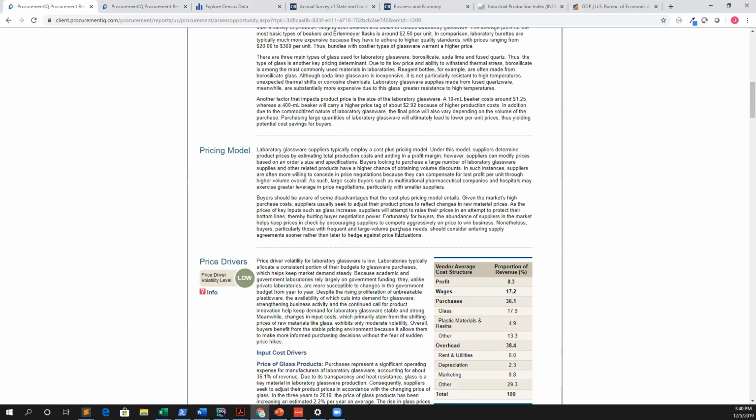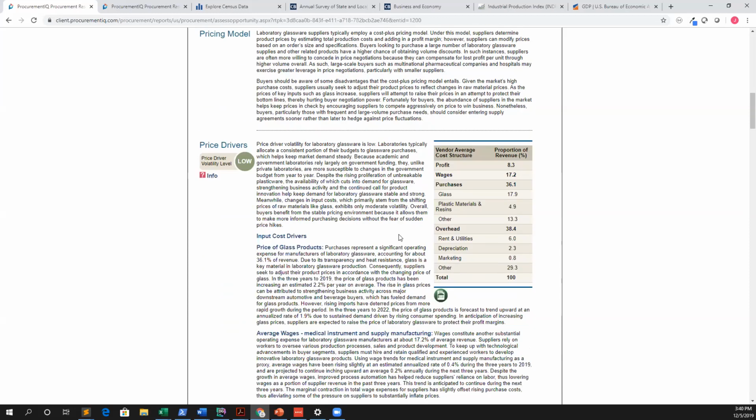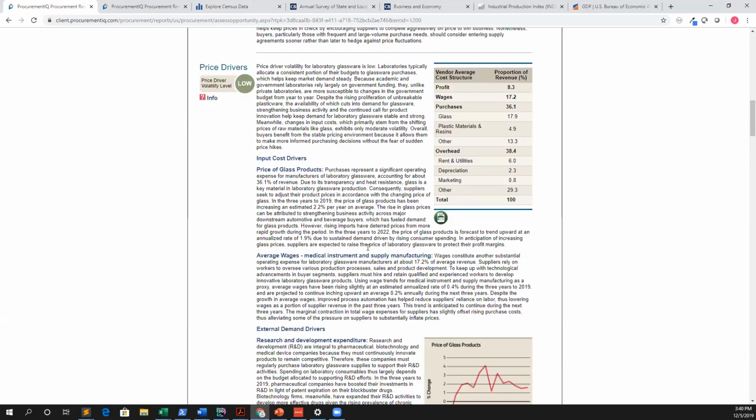And it also will start to dive into the price drivers. And so this is certainly a key component. So, what are those big price drivers in this particular commodity? In this case, we look at things like the price of glass, wages in that industry. We can also look at, of particular importance, the vendor cost structure and see what their profit margins are and how these different parts and pieces play into that.